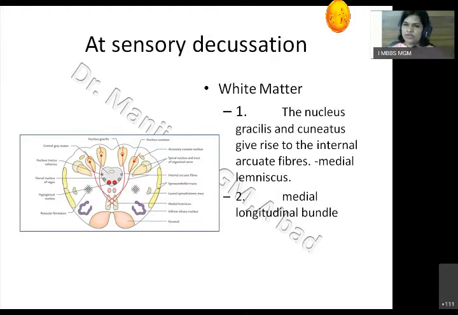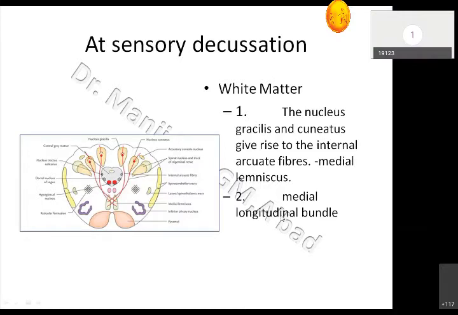So first we will see what is the white matter and what is the gray matter. This section is called the section at the sensory decussation. That means the pyramidal tract was a motor tract and that was called the motor decussation. Now here the sensory fibers are going to decussate. So this is called a section of the medulla at sensory decussation. Okay.